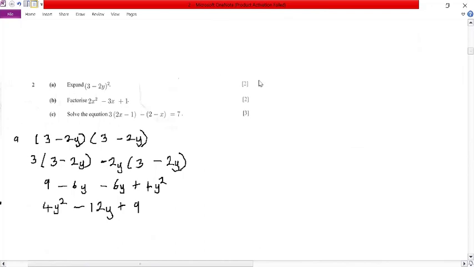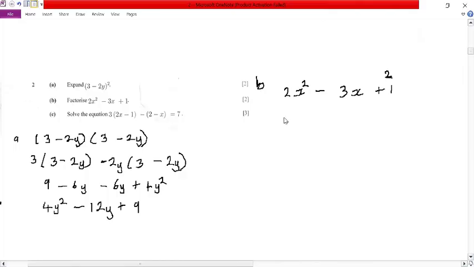Let's move on to the next question, which is part B. So part B has to do with factorization. We are given 2x squared minus 3x plus 1. The first thing that we do, we multiply the coefficient of x squared with 1. So we multiply 2 with 1, then we get 2 here. Then we are looking for two numbers. Multiply those two numbers, we get 2. Add the two numbers, we get minus 3. So the numbers are minus 2 and minus 1.